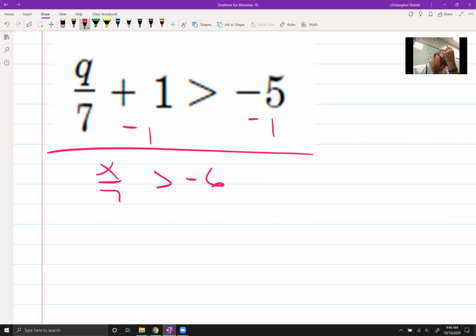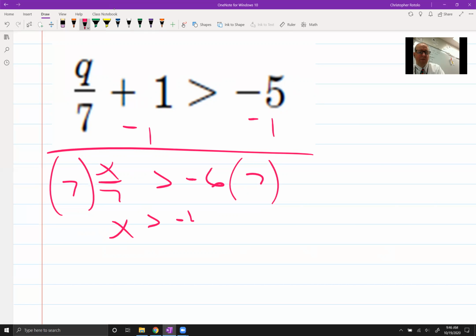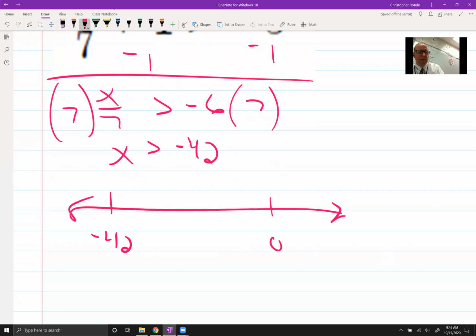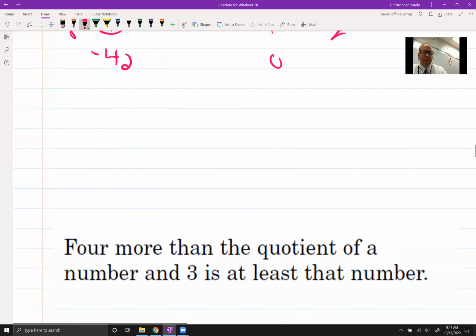All right, so we're going to subtract 1 to get it to be negative 6 because it was already negative. We're going to multiply by what? 7. All right, so x is, do I change it? No, right? Because I multiplied by positive 7, so I didn't have to do anything. Negative 42 becomes part of my answer. 0, negative 42. It's going to be open here, and we want to be greater than. So here we go to the greater side, or the right.